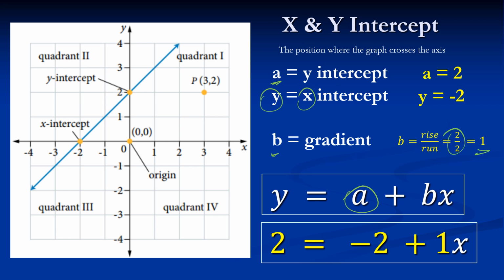Our y-intercept is where it's crossing the y-axis. Our x-intercept is where it's crossing the x-axis. And so you can see that we can just substitute these into the equation. So that's got to go there, that one's got to go there, and that one's got to go there from reading this line.